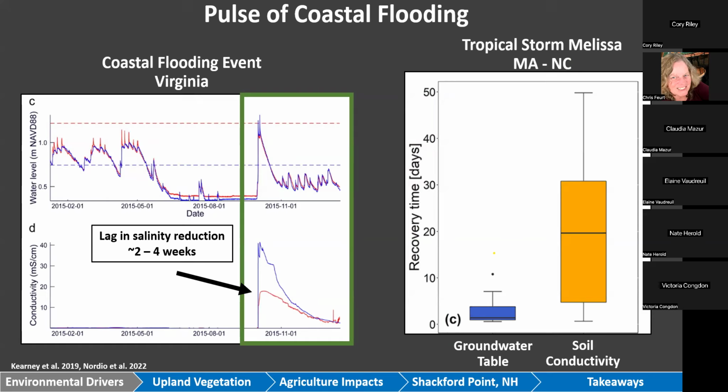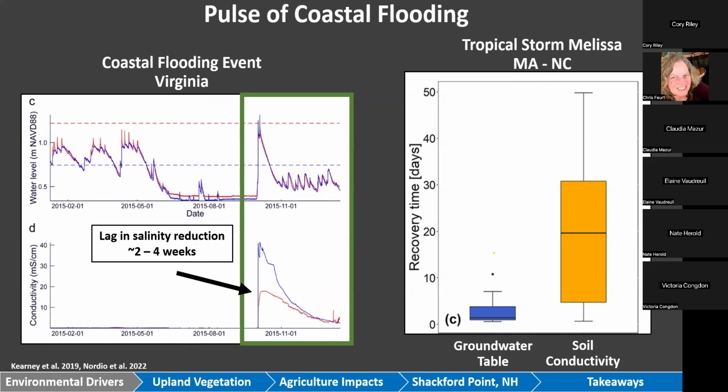Additionally, there was a really cool geographic meta-analysis with Tropical Storm Melissa in 2019, where Kearney et al. 2019 looked at different groundwater levels throughout the East Coast and looked at conductivity as well. The interesting thing was that Tropical Storm Melissa never actually made landfall, so this was almost like a simulated king tide event. And you can see the recovery time shown in that blue bar for the groundwater table decreased pretty quickly, within 2 to 3 days, like in the other study.